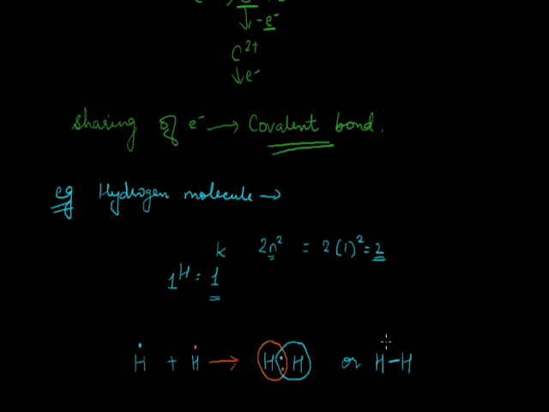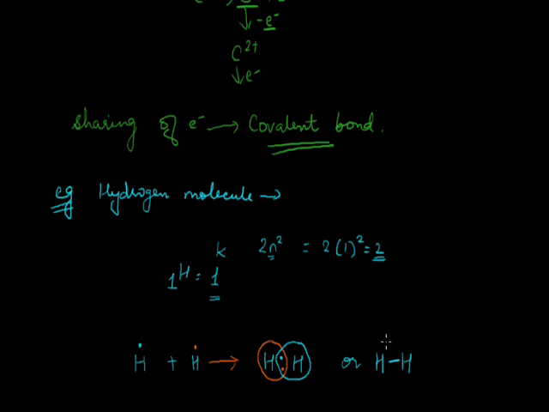Now this notation of dot, or it can be cross also, was proposed by G.N. Lewis, and it is known as Lewis representation or Lewis structure, where the electrons in the valence shell of the atom are represented by dots and crosses.